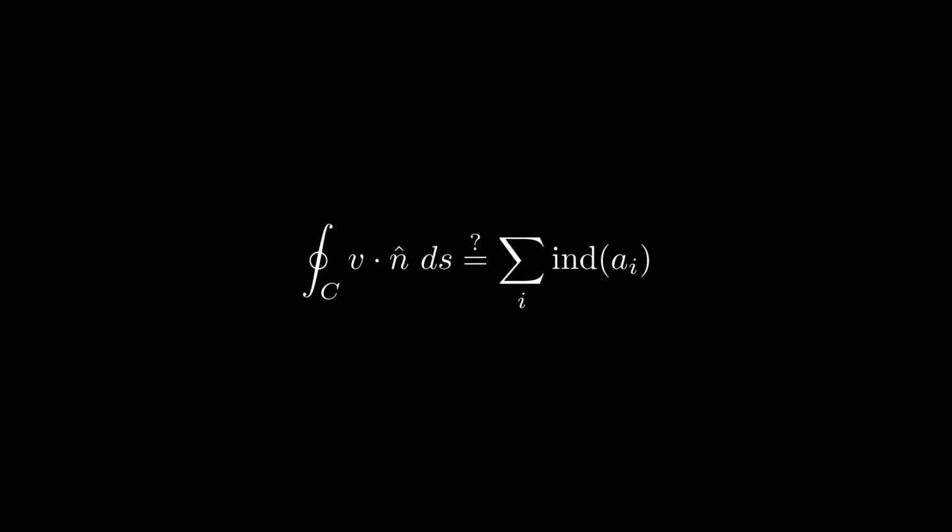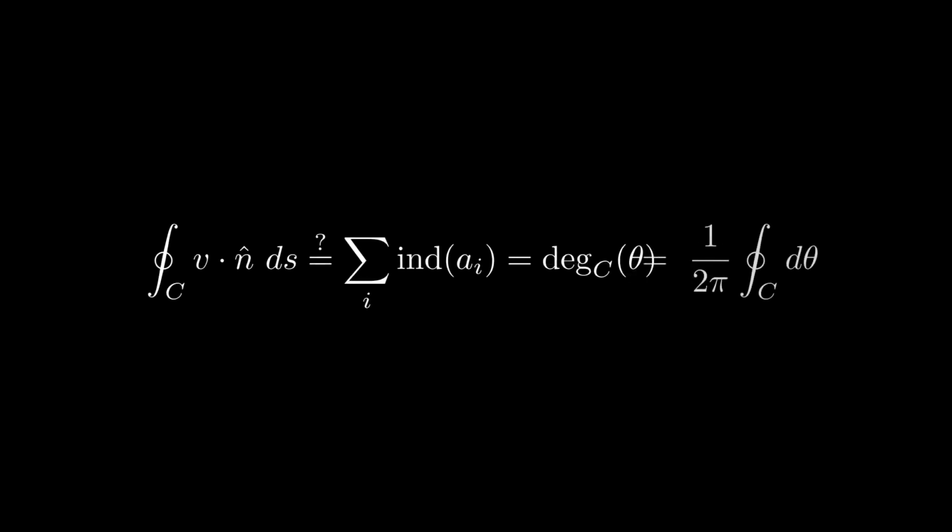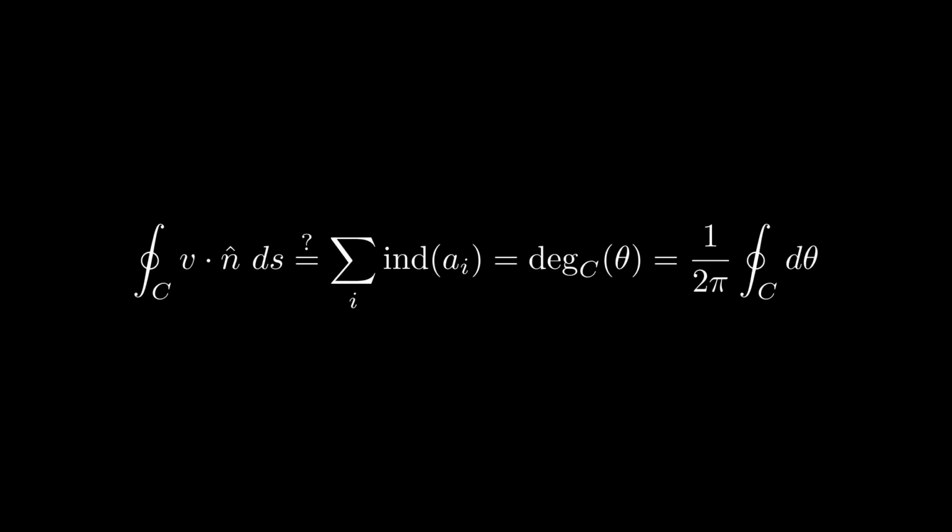What we want to find is some vector field v, such that the integral of its flux through some curve gives the sum of the indices of the nulls enclosed by the curve. We know that this sum is equal to the degree of theta over this curve. The degree is calculated from the total change in theta as you go around the curve, so it can be written as an integral summing infinitesimal changes d theta. We divide by 2 pi here, since we want the number of rotations, not the total change in angle.